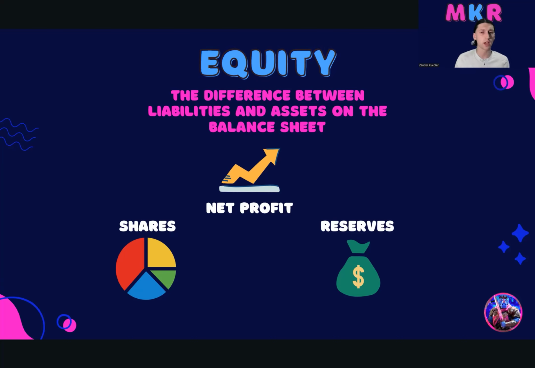The reserves of the company, dividends are going to come from the equity portion, all of this. And then, of course, net profit. So net profit can be positive or negative, and that's how that little equity section will always make sure that your balance sheet is balanced.